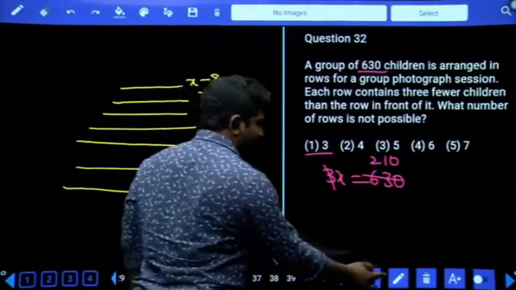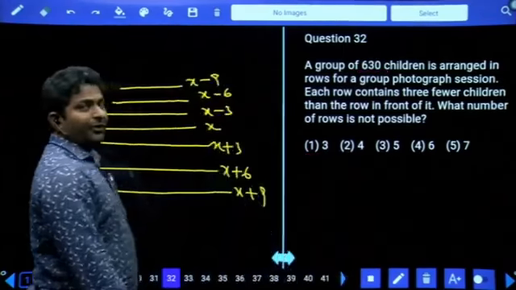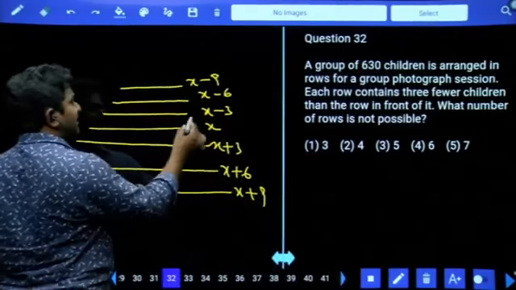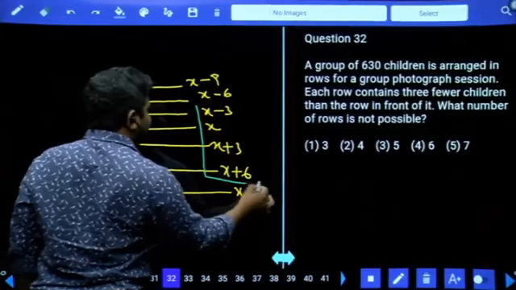So this is possible. Next, if there are 4 rows, when there are 4 rows, let us consider these 4 rows together.